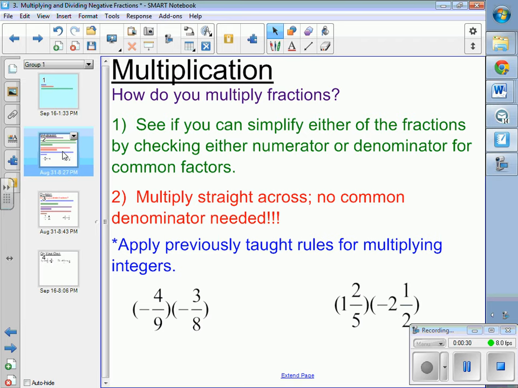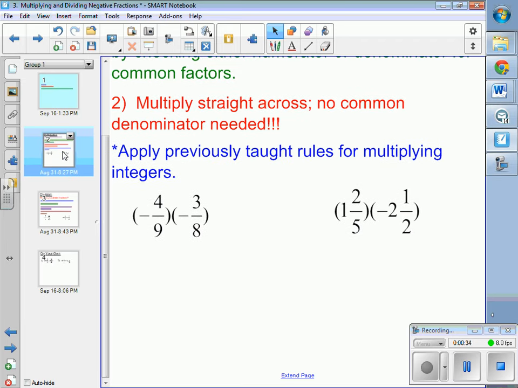So here we go. Maybe I can extend the page. There we go. So we look to see if we have any common factors. So we do have common factors in 4 and 8. We have a 4 in common. So we divide both of those by 4. 4 divided by 4 is 1. 8 divided by 4 is 2.